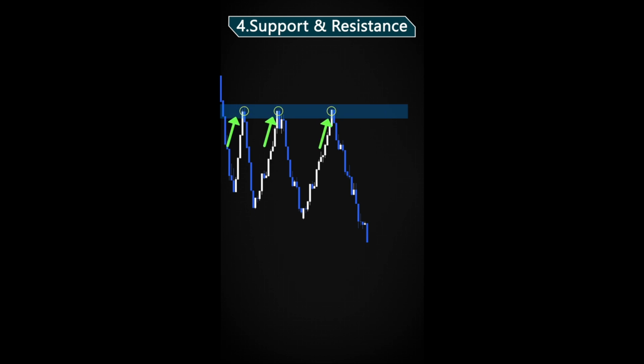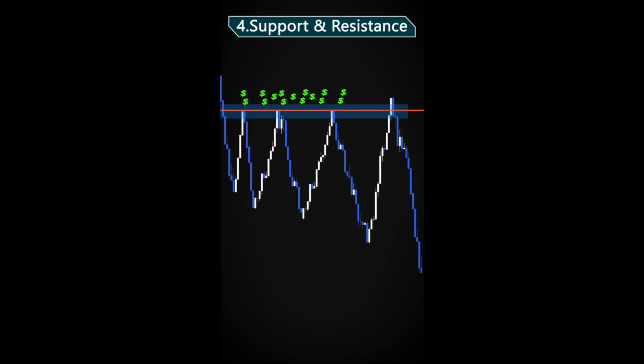Price keeps pushing into a horizontal resistance level and getting rejected. Retail buy stops sit just above that level, and price will often poke above it to grab liquidity before continuing lower.